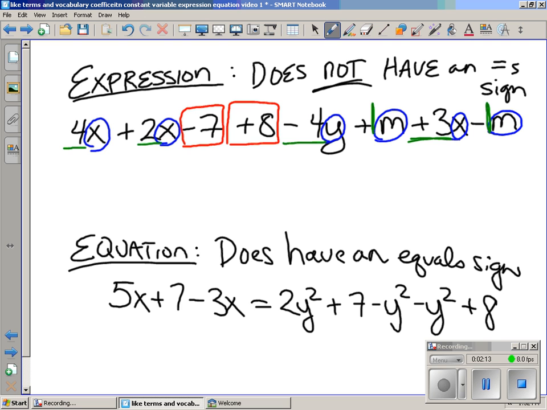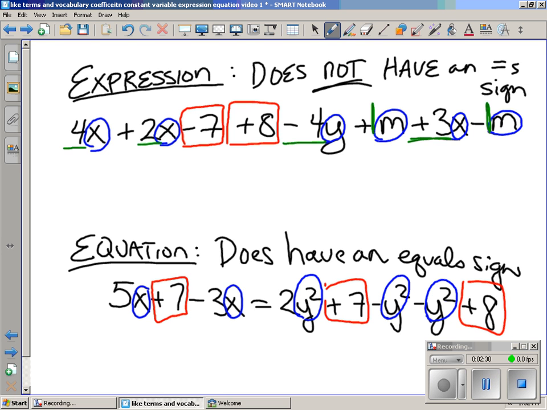Now let's look at the equation, and we'll also circle examples in the equation. In the equation, the variables are this x, this y to the power of 2, this y to the power of 2, and the final y to the power of 2. The constants are the numbers that stand alone and they do not get multiplied by a variable. So it's the -7, the +8, or the +7 and the +8. Those are all the constants.